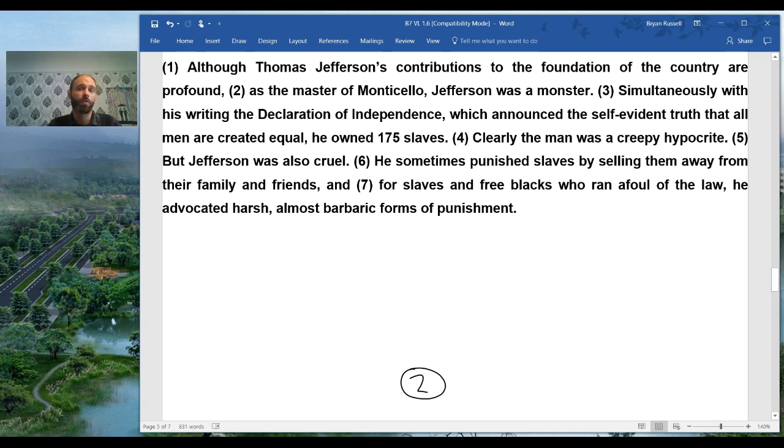And that's what 4 says. So we have 3 leading to 4. So he's a creepy hypocrite. Why should we believe that? He said people shouldn't own slaves, but owned slaves. So, that all gives us reason to believe that he was a monster. So why should we believe he's a monster? We should believe he's a monster because he was a creepy hypocrite. Why should we believe he was a creepy hypocrite? He said one thing and did another, and that is in number 3.